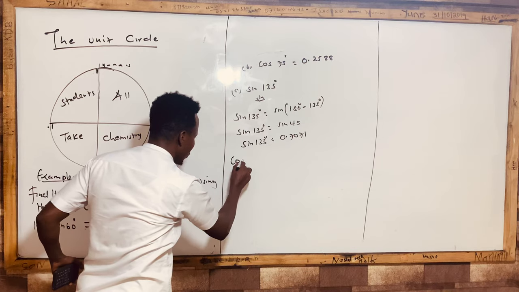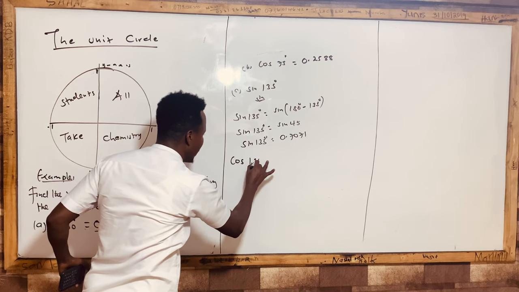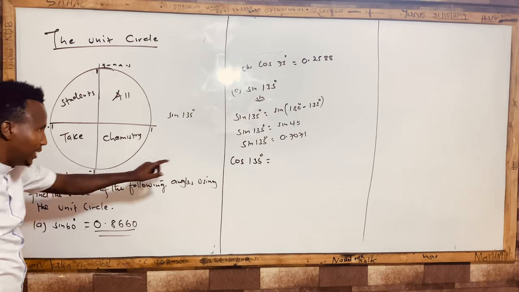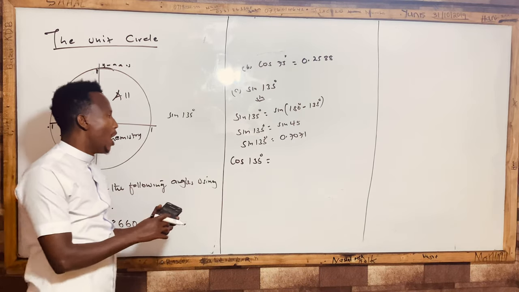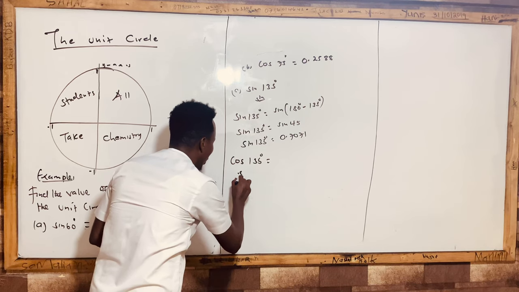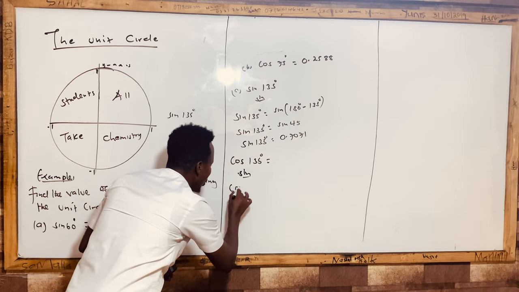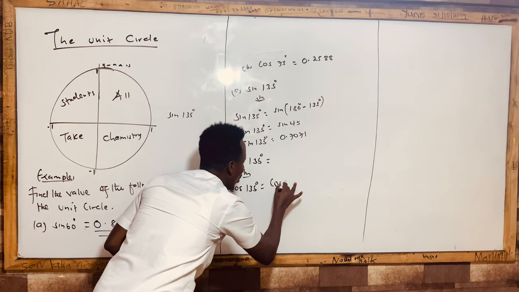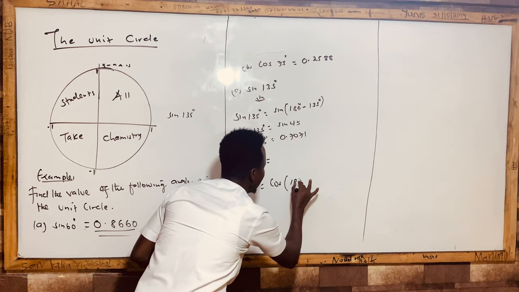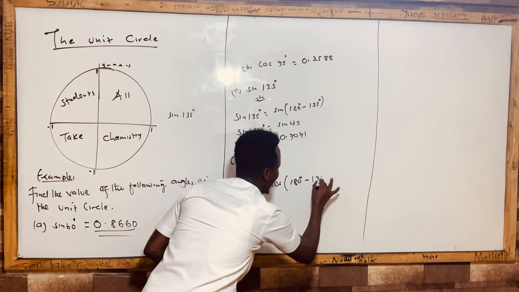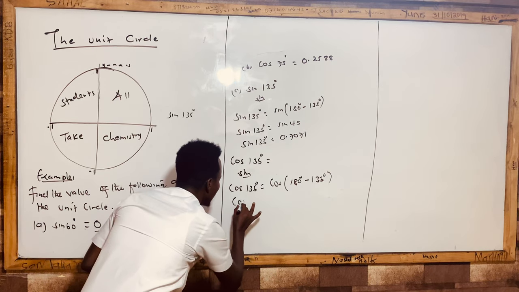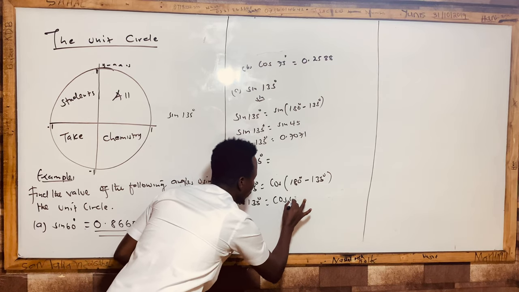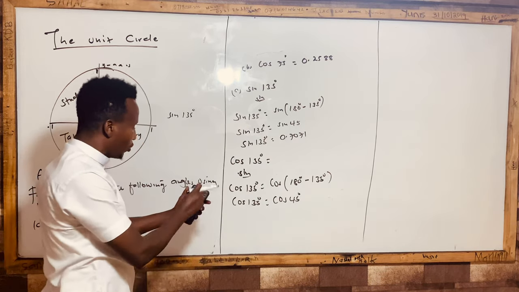If I have cos 135, I know that this angle falls in the second quadrant, but it's carrying the unit one, cos. So I will say cos 135 degree is equal to cos, open the bracket, 180 degree minus 135 degree. So cos 135 degree is equal to cos 45 degree. So I'll get cos 45.